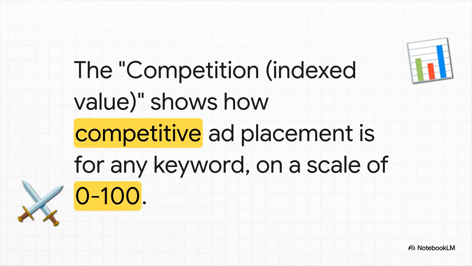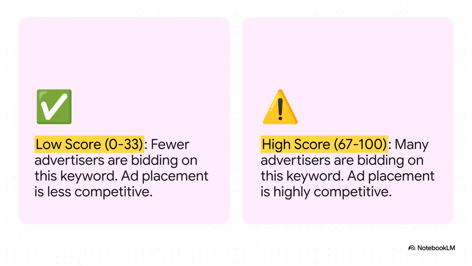Next up, you gotta know who you're up against. The planner gives you a competition value, which is just a simple way to see how many other advertisers are trying to bid on that same exact keyword. So here's what that score really means. A low score? Great. It suggests less competition, probably cheaper to get your ad seen. A high score means you're stepping into a crowded room. A common mistake is to just chase those high-volume, high-competition keywords, and you just burn through your budget. This data helps you find those valuable, less crowded niches.